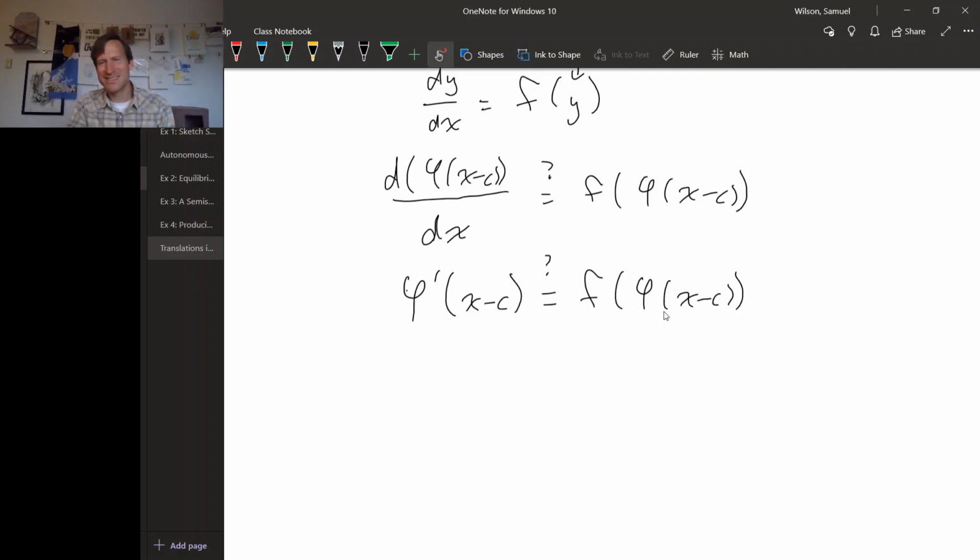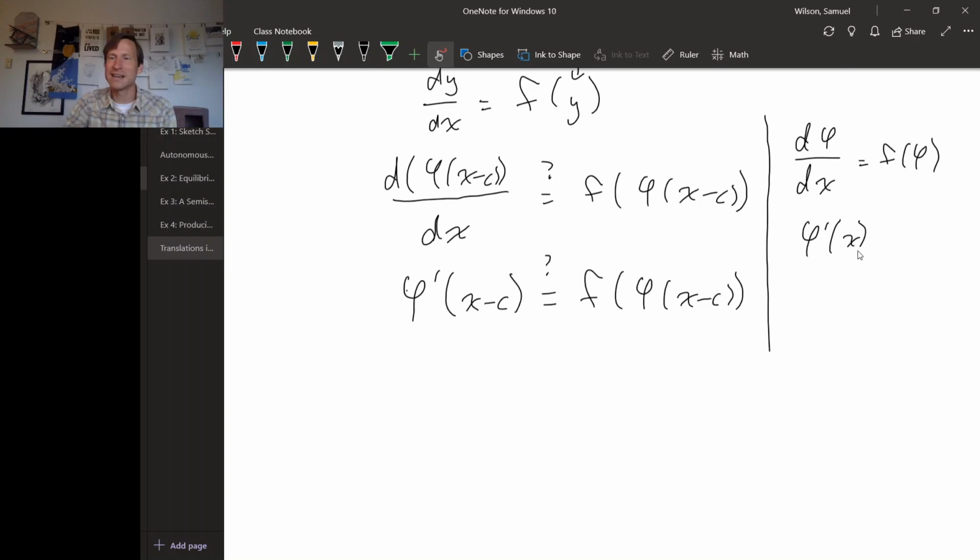Now at this point, it seems like there's not much we have to go on because we don't really know anything about phi. But actually, we do know something about phi. Remember, phi is a solution to the original differential equation. And that means that d phi with respect to x is equal to f of phi. Another way to write this is that phi prime of x is equal to f of phi of x.